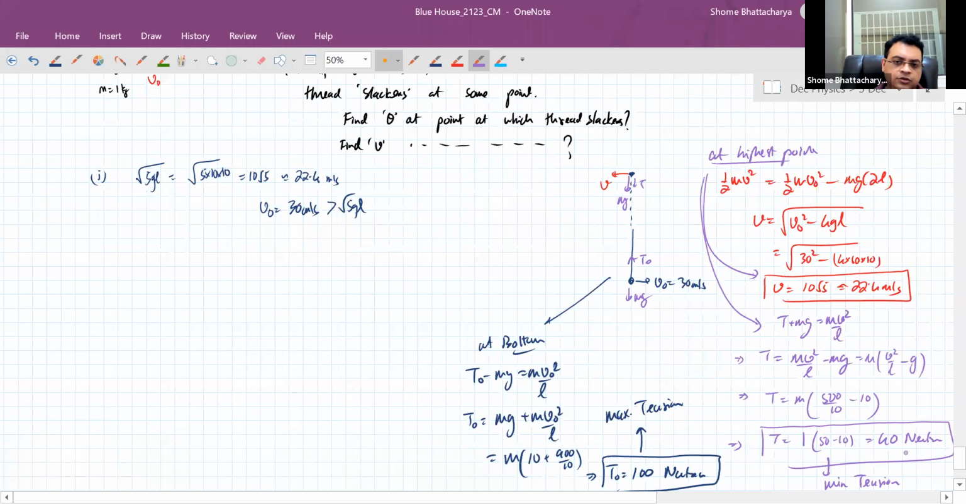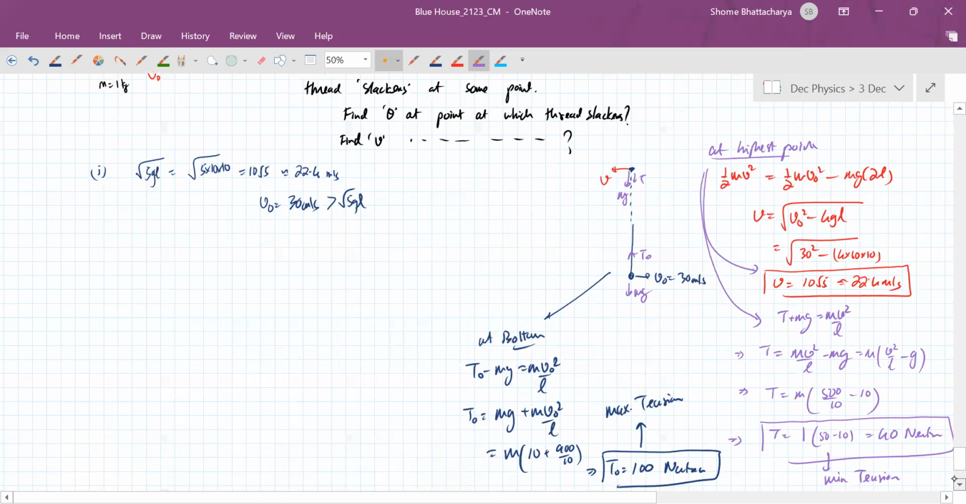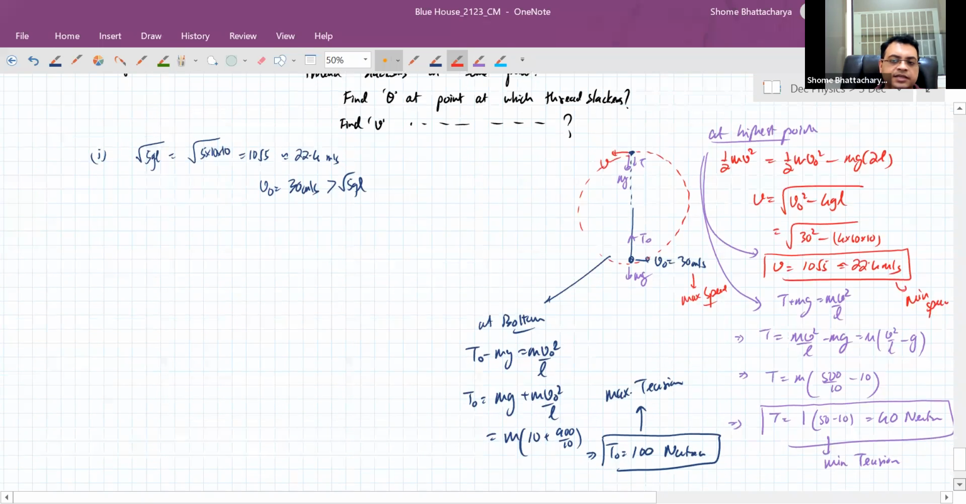Okay, this is understood by people? Yes. And same for speed. This speed is the minimum speed, because once it crosses that 180-degree position, again it's going to accelerate as it comes down in the circular path. By the time it comes down again, it will achieve 30 meters per second. Then again it will decelerate. So this is the minimum speed, and this 30 meters per second is the maximum speed. Maximum speed, maximum tension, that is the property of the lowest point. And minimum speed, minimum tension, that's happening at the highest point.